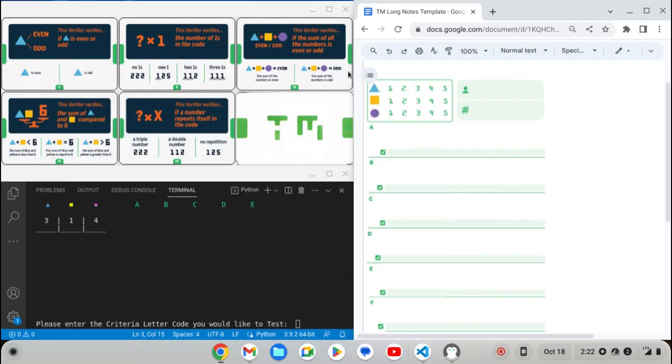Criteria card D will take a look at the first 2 digits, triangle and square, add them up, and compare it to the number 6. So should the sum be less than 6? Should it be equal to 6? Or should the sum be greater than 6?